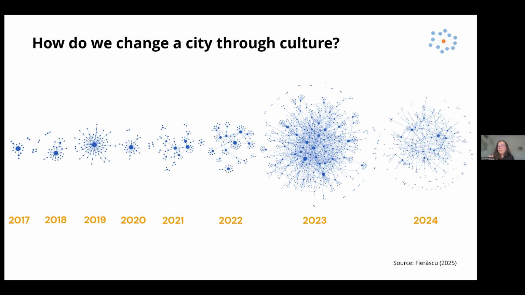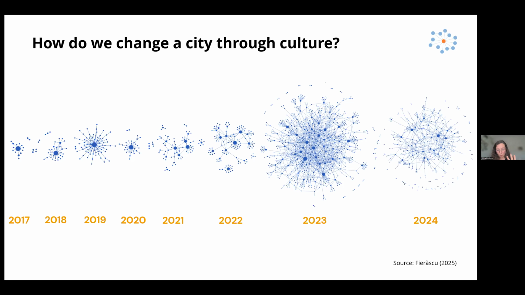So this ended up being a document called the Legacy Plan for the period 2024 to 2028 that shapes the way funding is being done in Timișoara for the cultural sector, and that lays the foundation for the next cultural strategy for the city for the next 10 years.